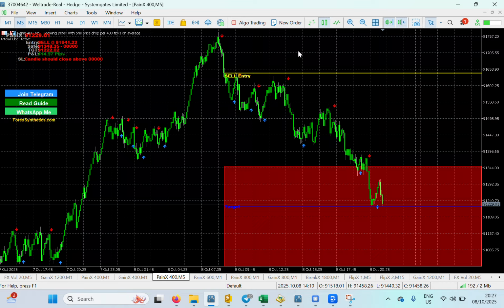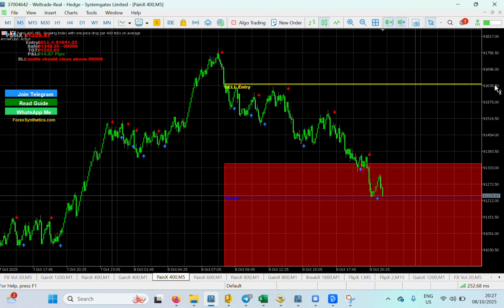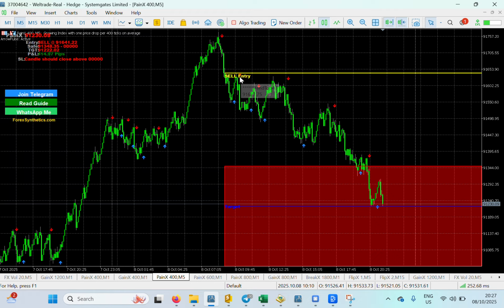So on the M1, as you can see, we had a sell entry there and the market was moving nicely, and the blue arrows didn't have much of an impact, so I was going to enter the trade somewhere there. Okay, after this there is another second entry there. I was going to enter the trade based on that entry.